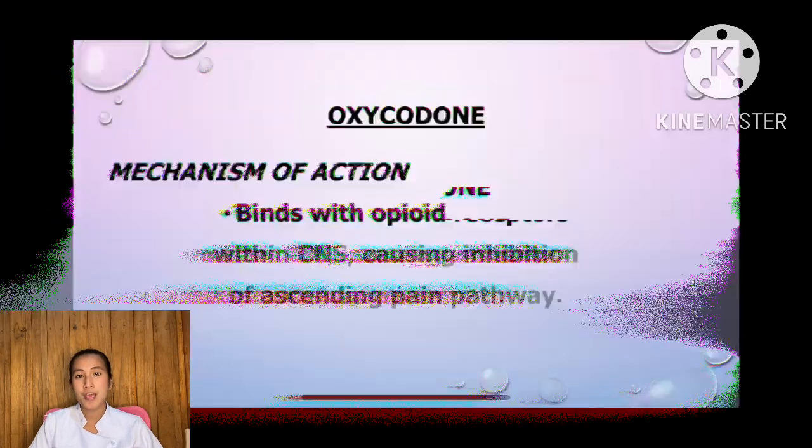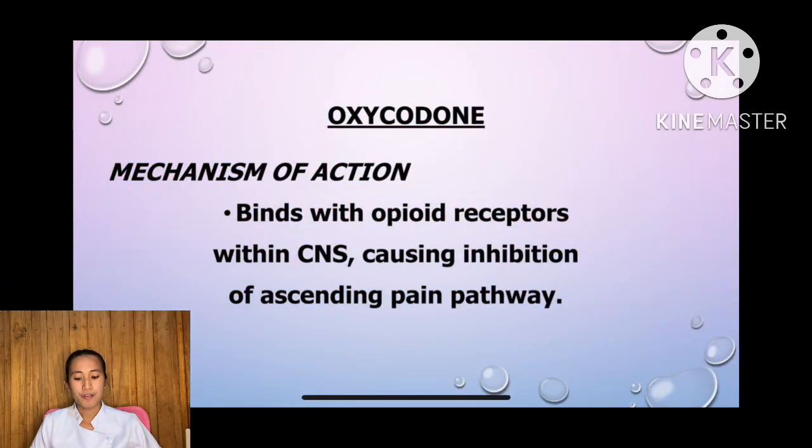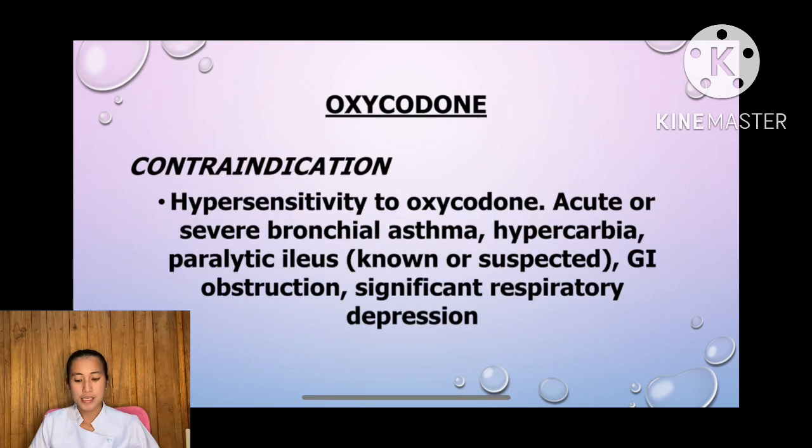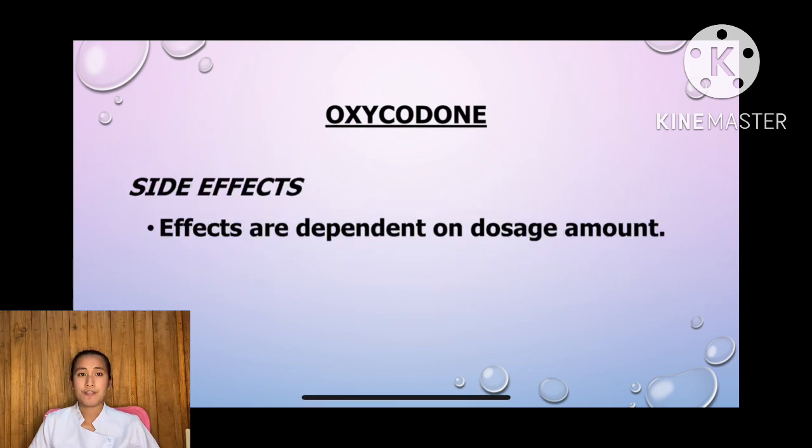Let's go with the oxycodone. The mechanism of action binds with opioid receptors within the central nervous system, causing inhibition of the ascending pain pathway. Its contraindications are hypersensitivity to oxycodone, acute or severe bronchial asthma, hypercarbia, paralytic ileus or known or suspected GI obstruction, and significant respiratory depression.